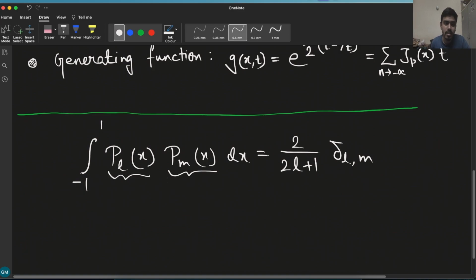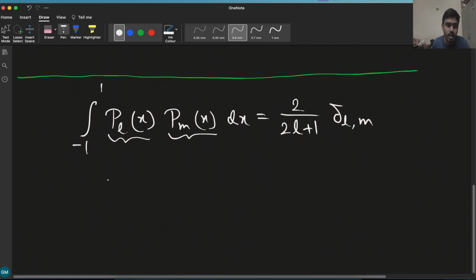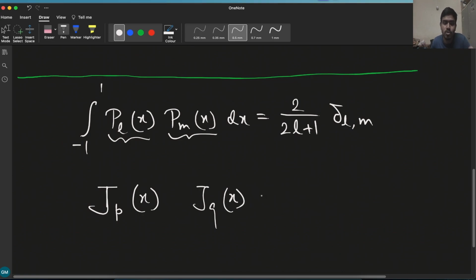Similarly, one might think that in the case of Bessel functions also, if we take two Bessel functions, let's say J_p(x) and J_q(x), with p not equal to q, maybe somehow we can define some kind of integral and make it 0, and call J_p(x) and J_q(x), two different Bessel functions, orthogonal. But that is not the case. In fact, those are not orthogonal. If we take two different Bessel functions of the first kind, for example, those are not orthogonal. The proof, I will not be doing that.